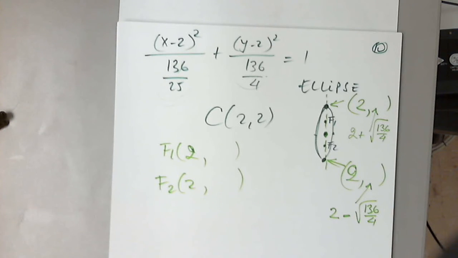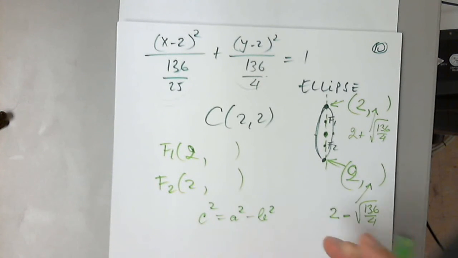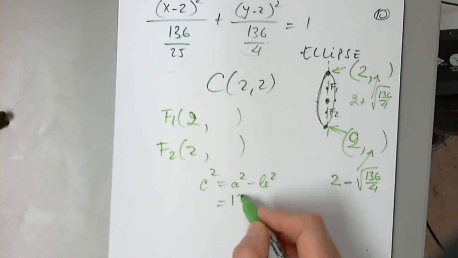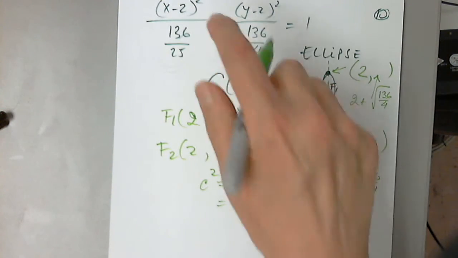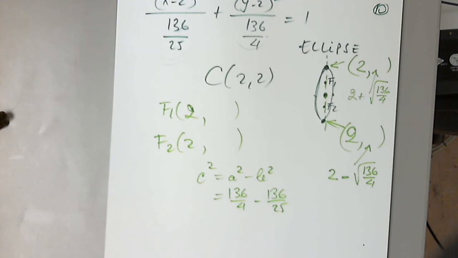I have to determine the lowercase c. So remember, c squared equals a squared minus b squared. This must be the bigger of the two. So it must be 136 over 4 minus 136 over 25. So c will be the square root of this.